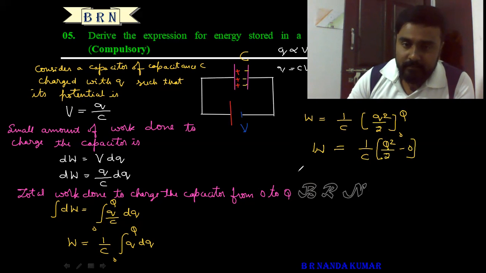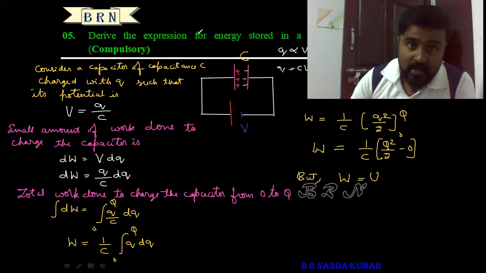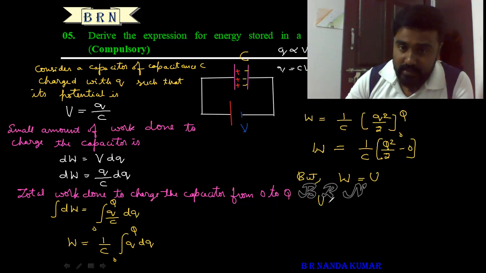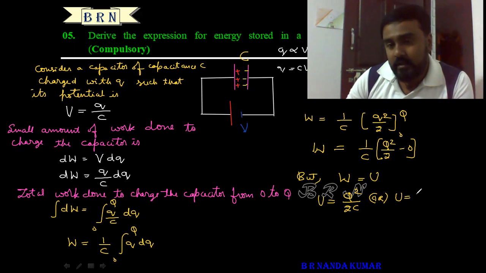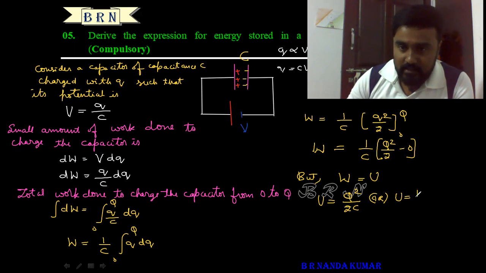So this work done is stored as electrostatic potential energy. What form of energy is stored in a capacitor? Electrostatic potential energy. So U is equal to Q square divided by 2C. Now we can convert it into different forms. U is equal to Q square by 2C. Q is equal to CV, so C square V square, one C cancels, so we can write half C V square.